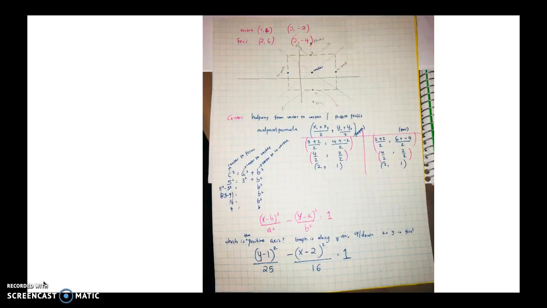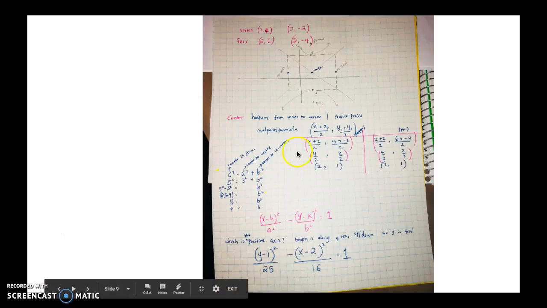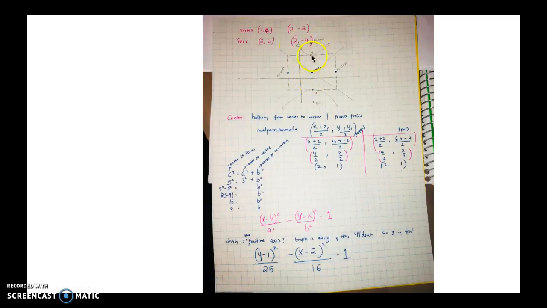How I approach this is, first of all, I take the information I'm given and transfer it onto a graph. I graphed my vertices, (2, 4) and I wrote V for vertex, and then (2, negative 2), and I said V for the other vertex. Then I went ahead and graphed the foci. I graphed the first focus at (2, 6), you can see I said focus up there, and then (2, negative 4).